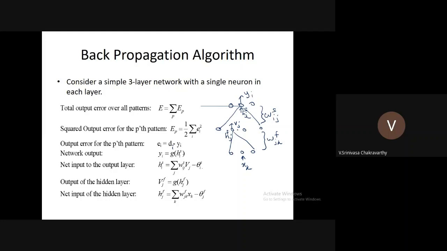Then Vj is given by G of Hj of F, where Hj is the total input going to Vj, the jth neuron here, and Hj of F is given as the summation over k, where k is the input index, of Wjk F times xk minus theta, which is the notation for the bias term.